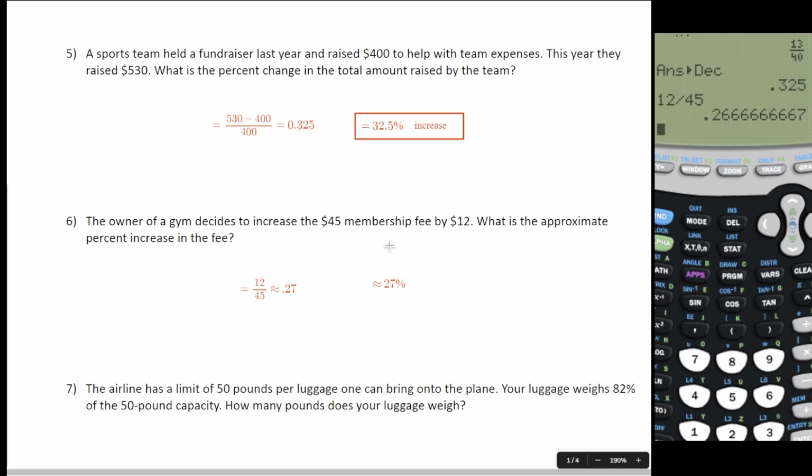And I guess we should say increase here, even though it tells us it's an increase. We want to make sure we're answering the question that's being asked. What is the approximate percent increase? And so we're going to say it's a 27% increase.